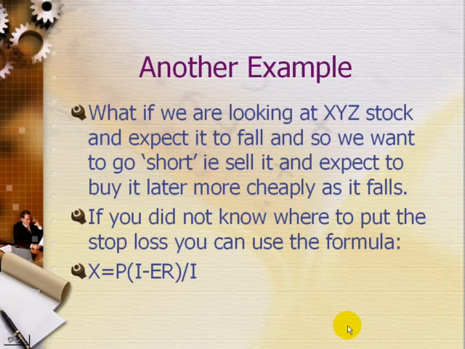Okay, well, let's have a look at another example. Now, this is a little bit trickier, and it's for those people who go short on stocks. And by short, I mean sell stocks first, or CFDs, or spread bets, whatever it is. They sell them first in the expectation that the price will fall and they'll buy them back cheaply later. In other words, they expect the market to fall. Now, how do we use the formula in a situation such as that?